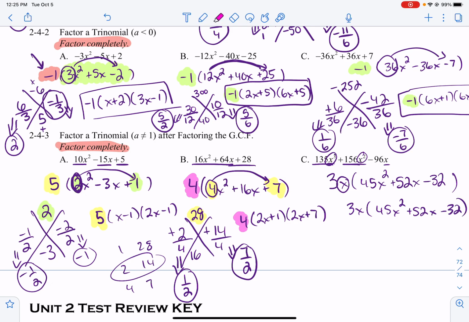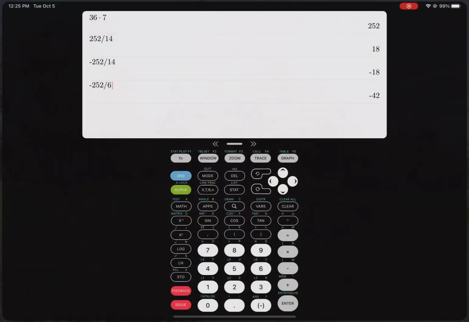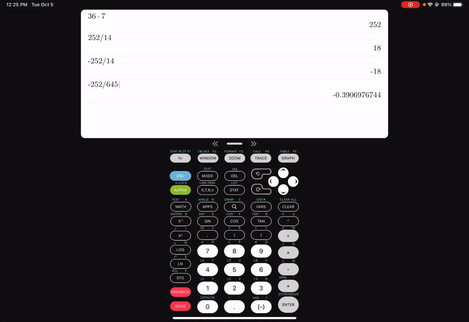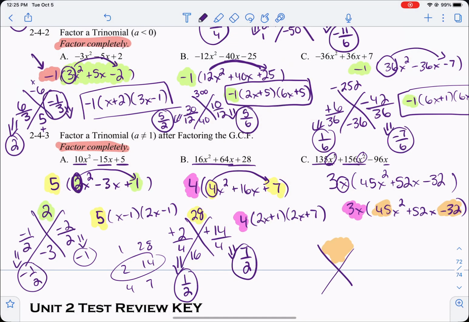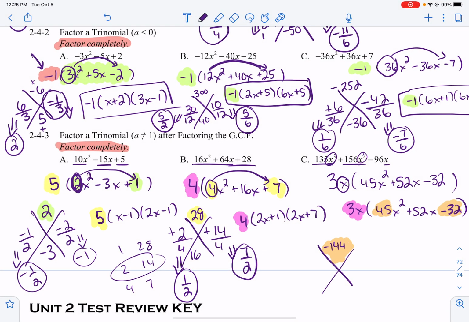Now this 3x in front, I'm going to ignore it for a minute because I've got other things I need to do. I've got to do a big X. And in order to do that big X, I need to take this 45 and multiply it by the negative 32 to get my top number right there. So 45 times negative 32, that's above and beyond me. 45, nope, let's clear that. 45 times negative 32, negative 1,440. And on the bottom, I want 52.